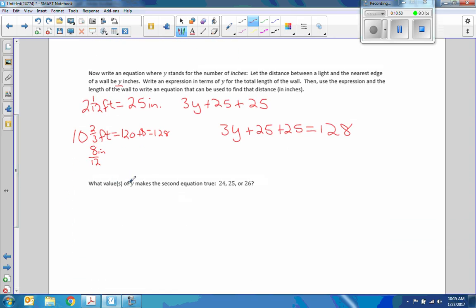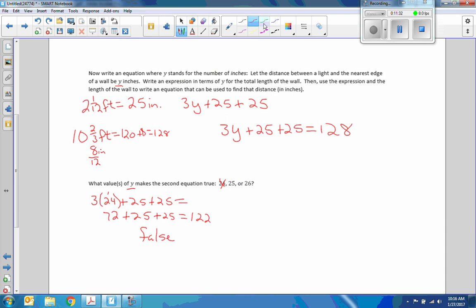Finally, it says, what values of y make the second equation true? 24, 25, 26. So this is substitution. So we want values of y, and here's my y. So I'm going to write 3 times 24 plus 25 plus 25 equals, and 3 times 4 is 12, 3 times 2 is 6, plus 1 is 7, plus 25 plus 25 equals, 25 plus 25 is 50, 72 plus 50 is 122, so that is false. So it's not 24.